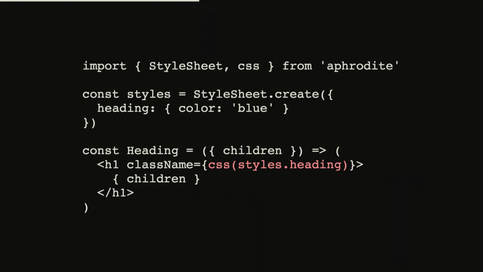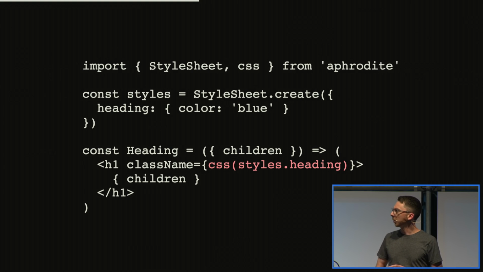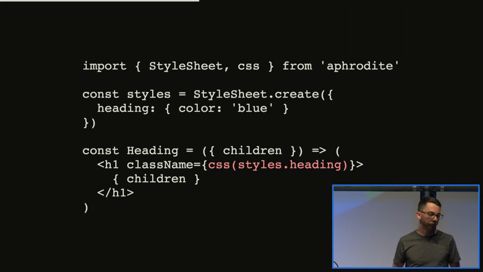So at the top there, you can see we're defining our styles next to our component, as we've already seen. But what I want you to pay attention to is inside the render function for that heading component, every time we reference our styles, we're wrapping them in a call to the CSS function. And what this function is doing is allowing Aphrodite to keep track of every style that's being used at any moment in time. So if you do a full render of the application, Aphrodite knows exactly which styles you need, exactly which styles you don't need.